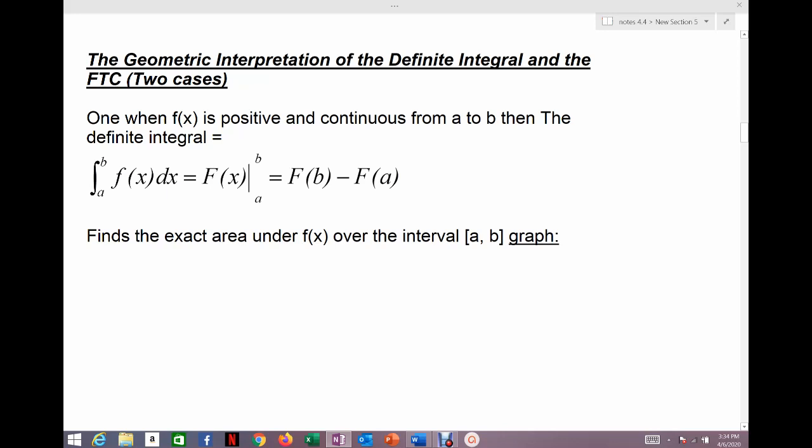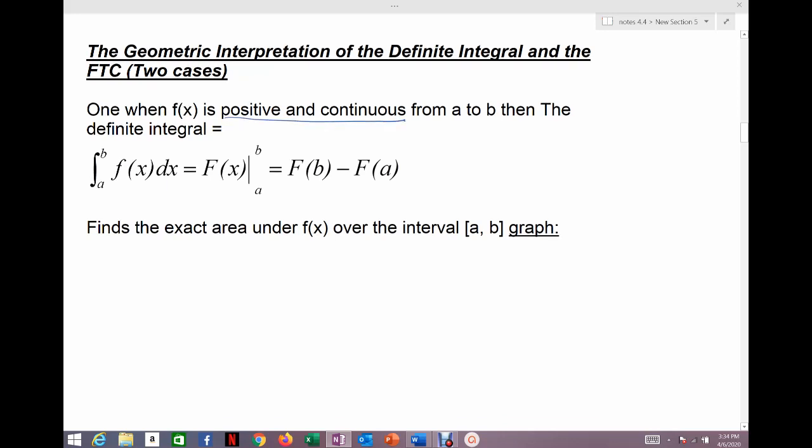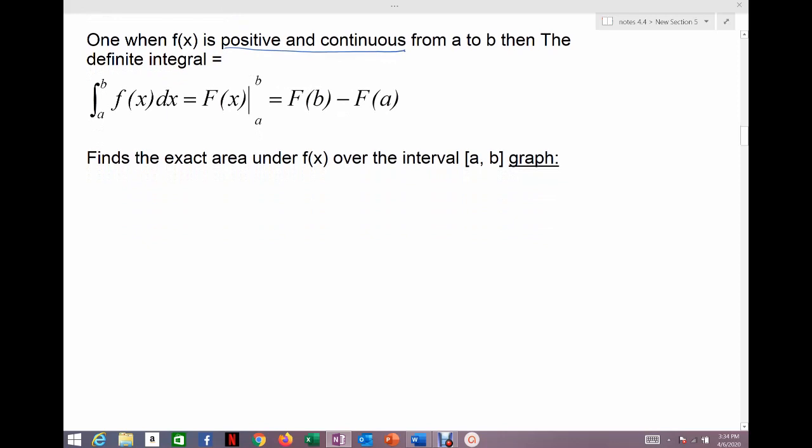There are two cases. The first case is the one we actually did when we went over the theory. If my function's positive everywhere I'm looking at, between point A and point B, my function is drawn above the x-axis. Positive and continuous, so there are no holes, gaps, or asymptotes. If I solve the definite integral using the fundamental theorem of calculus, that's what this is. If I'm positive and continuous over that interval, then it does find my area.